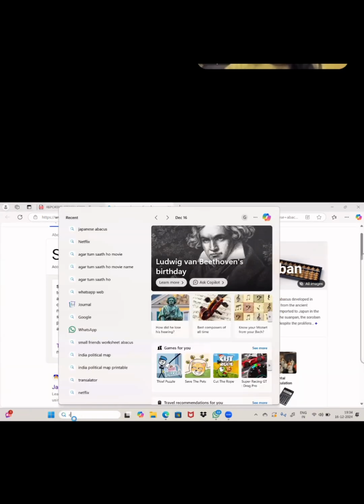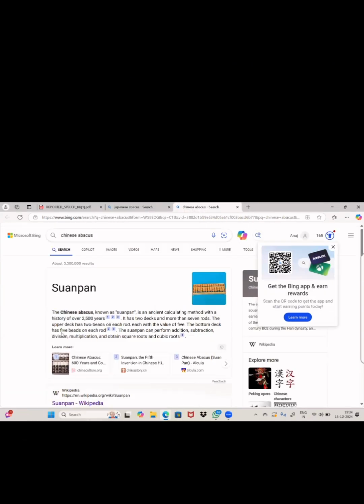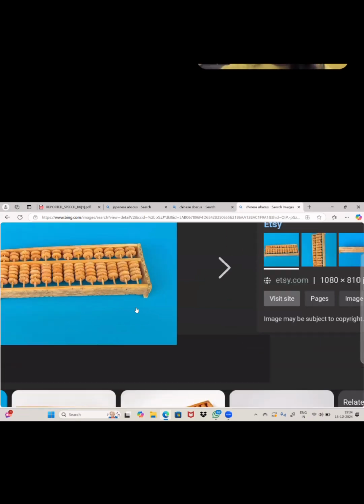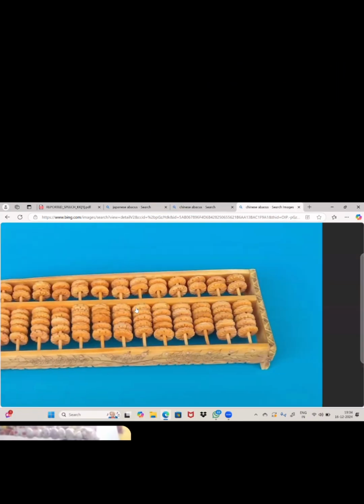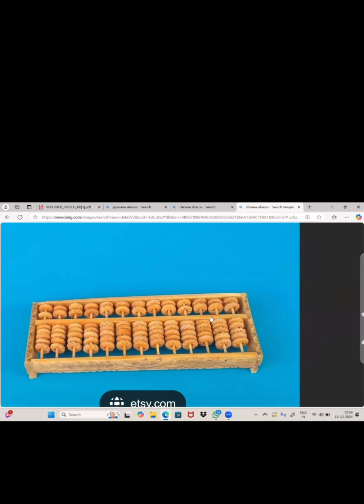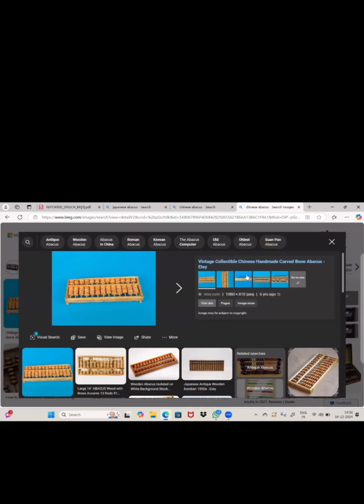Let me show you the Chinese abacus as well. We are using the Chinese abacus only. The Chinese abacus is called Swan Pan. What is it called? Swan Pan. And it is something like this. This is the traditional one that I'm showing you. We have a different one because we are now in modern times, so we don't use the traditional one.